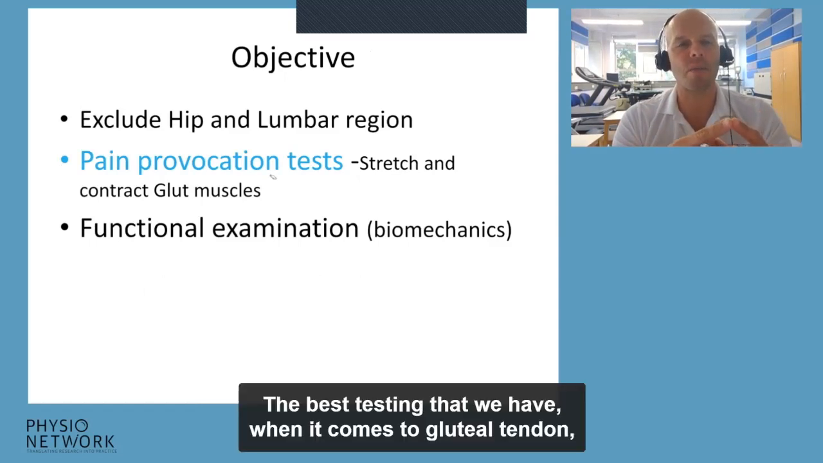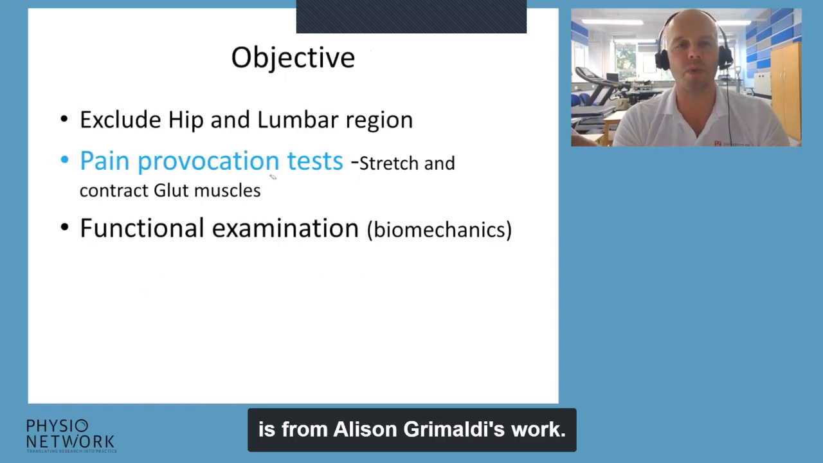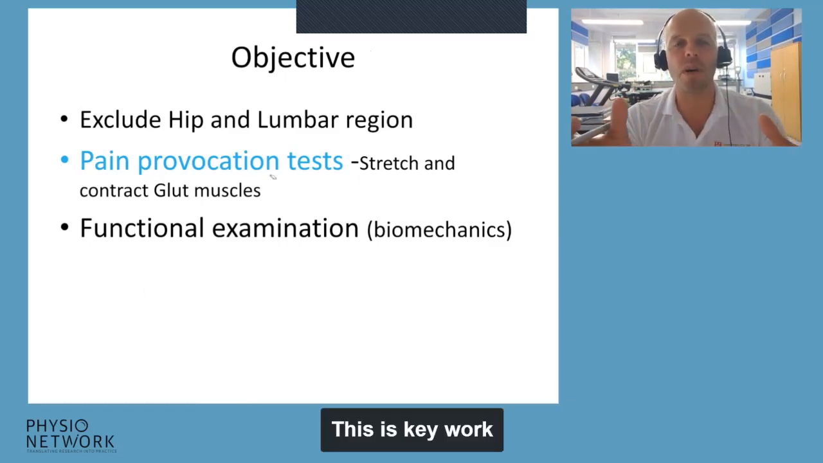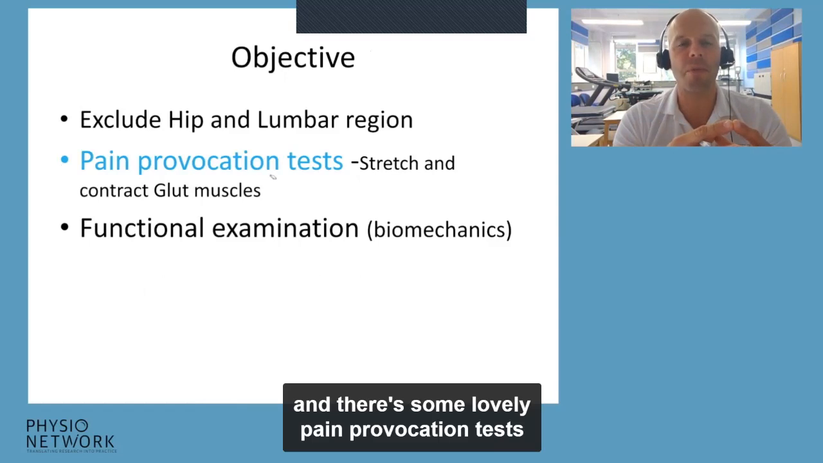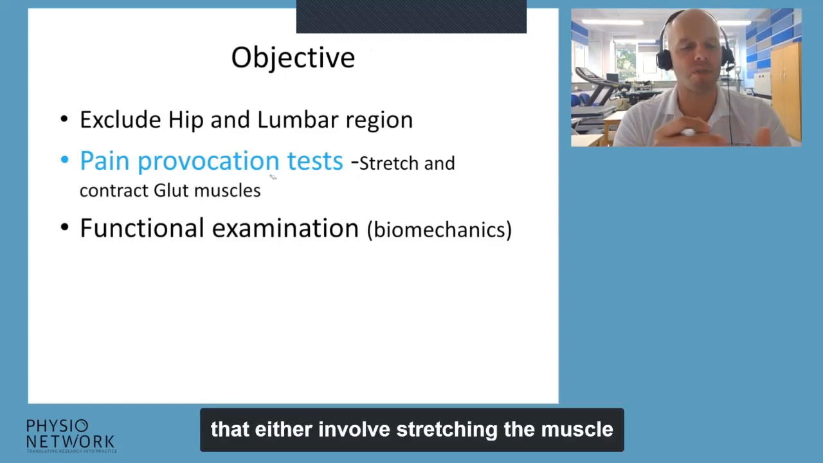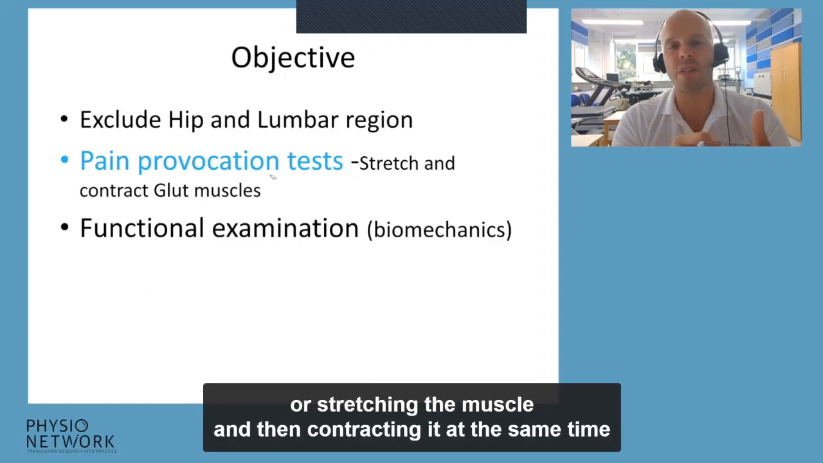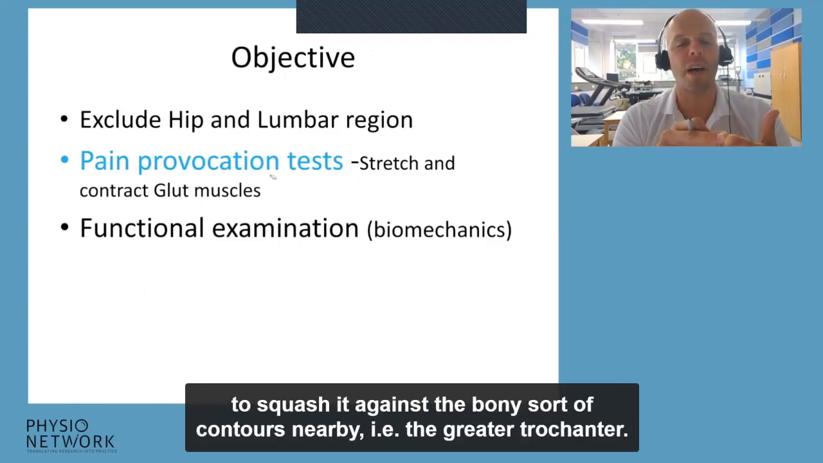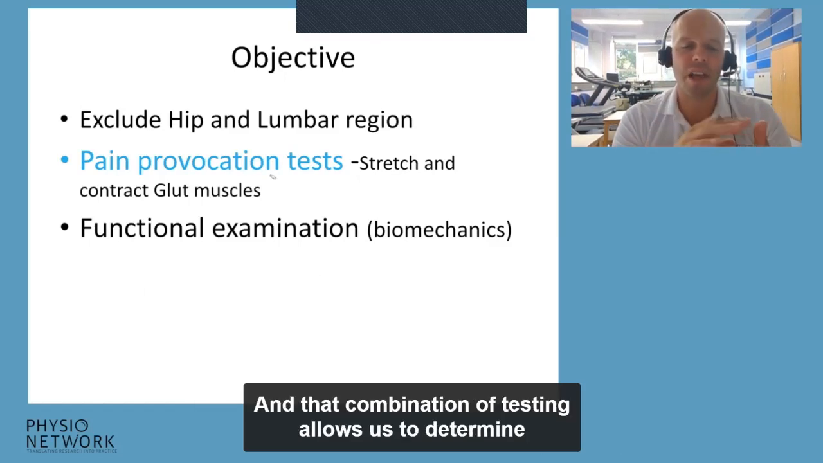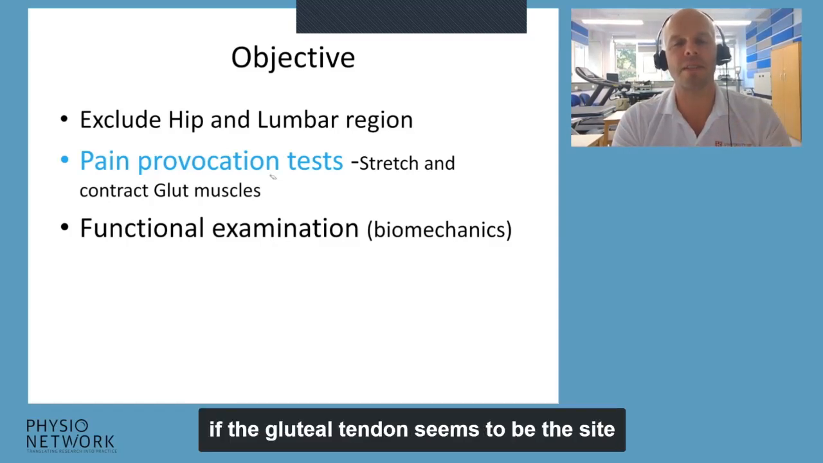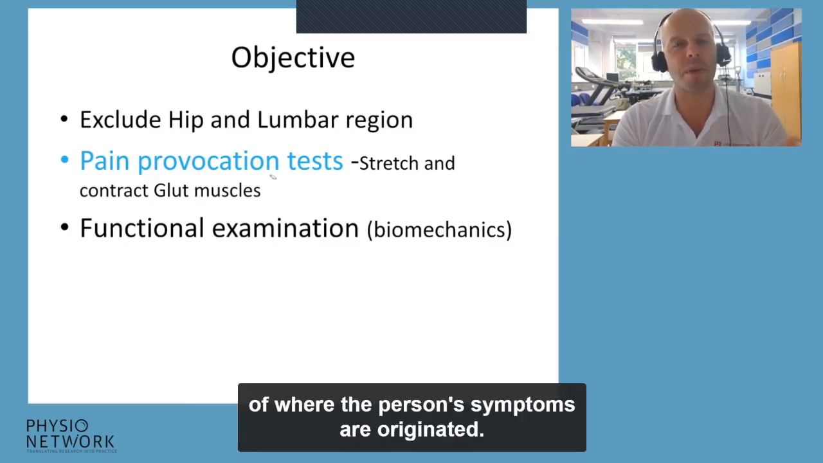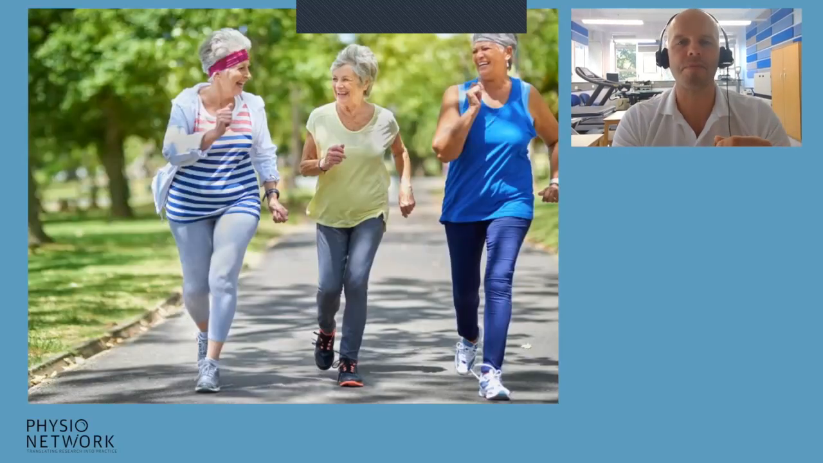The best testing that we have when it comes to gluteal tendon is from Alison Grimaldi's work. This is key work, and there are some lovely pain propagation tests that involve either stretching the muscle, or stretching the muscle and then contracting it at the same time to squash it against the bony contours nearby, i.e. your greater trochanter. That combination of testing allows us to determine if the gluteal tendons seem to be the site of where the person's symptoms are originating.